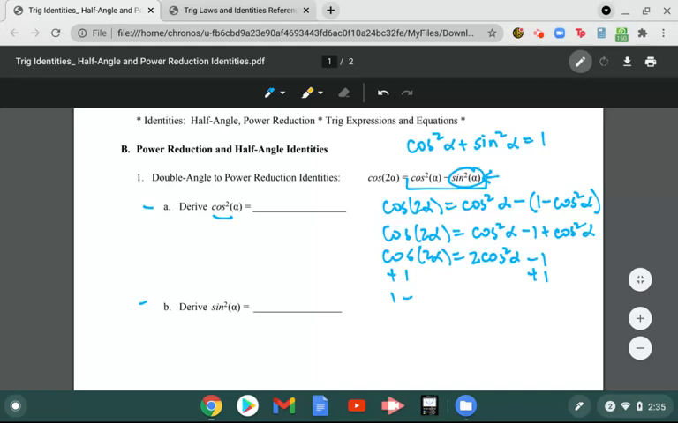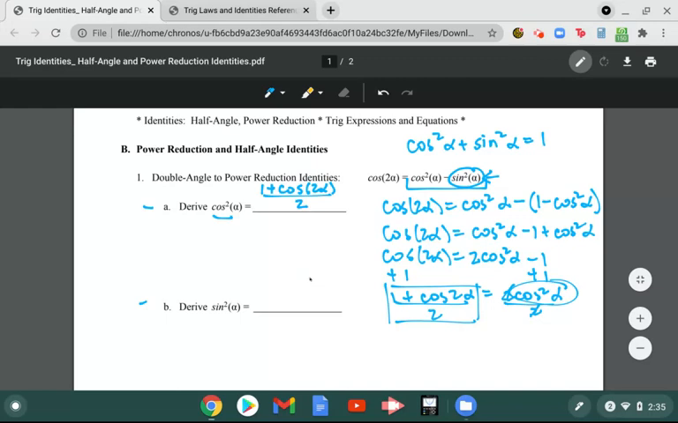So I've got 1 plus cosine 2 alpha. And then the last thing that I've got to do is to divide both sides by 2. That's going to cancel, and that leaves me with my formula. I can rewrite cosine squared alpha as, let me put it up here, 1 plus cosine 2 alpha divided by 2.